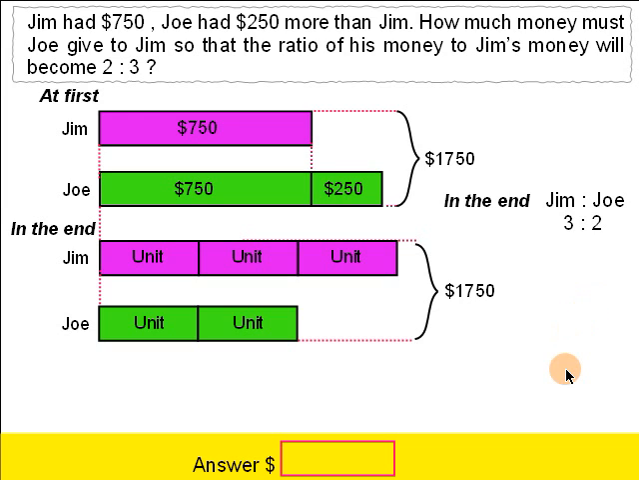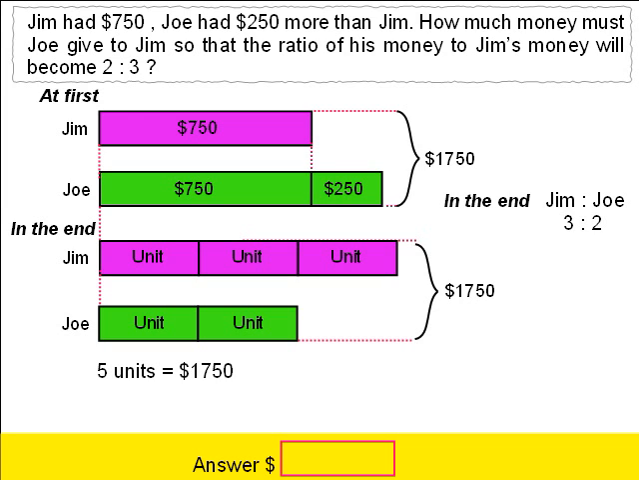Alright. Why do we draw Jim's model to be longer? Because the question said that Joe gives to Jim. So in the end, Jim's model will be longer than before, right? Because he received money from Joe. And therefore, Joe's will be shorter. Okay? So by how much? Okay, how much must be given so that this happened?